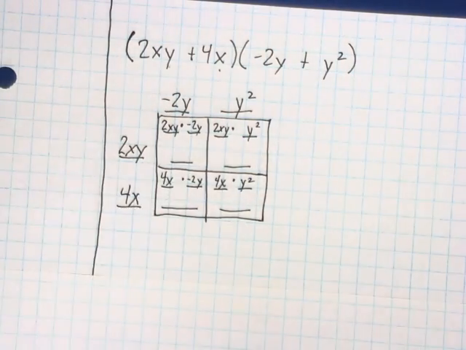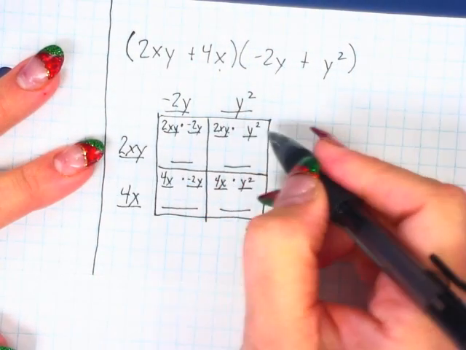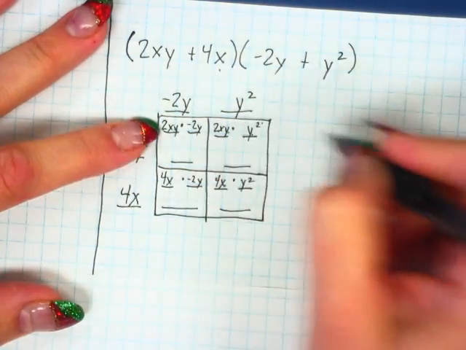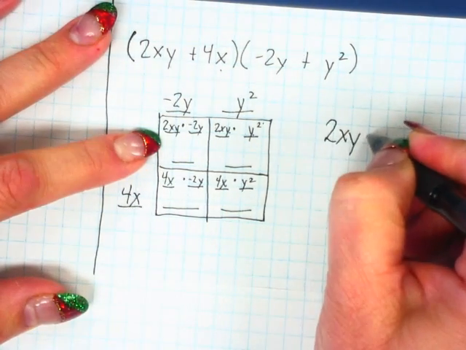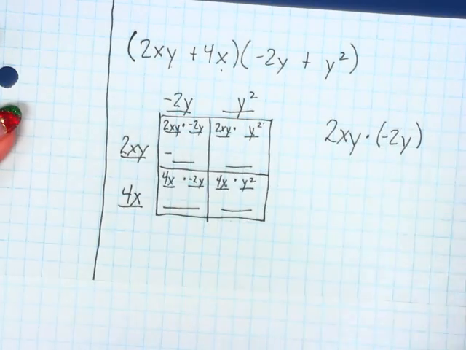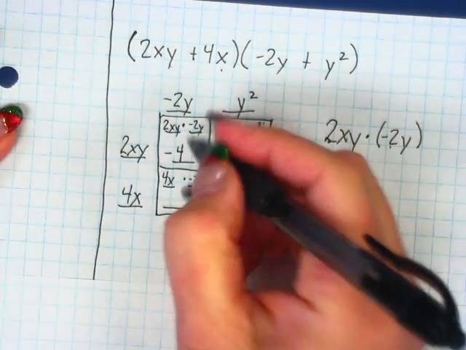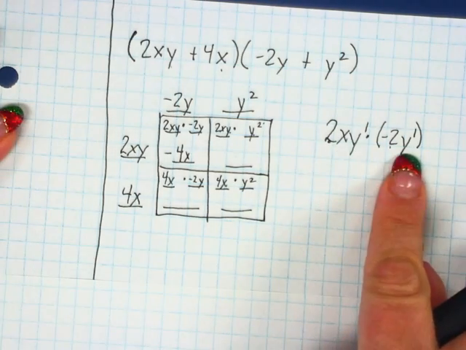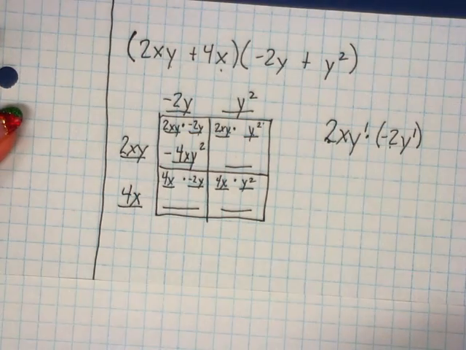We filled it out. Now what we're going to do is multiply each individual box. So 2xy times y squared is going to give us this answer. Now, because it's just a little bit more involved, what I want to look at over here is 2xy times negative 2y. So a negative times a positive is a negative. 2 times 2 is 4. There's only this one x. Now look at your y's. You have y to the first and y to the first. Two y's with two exponents. I add those exponents. So I get y squared.